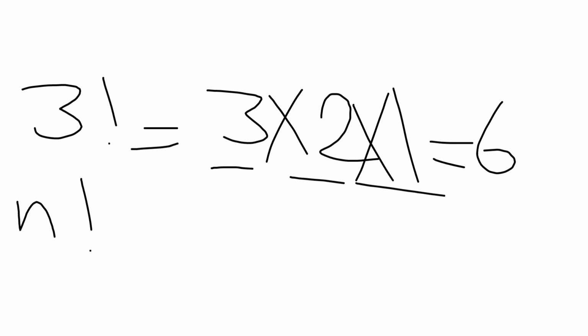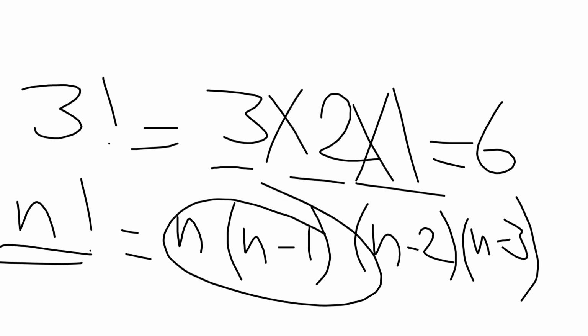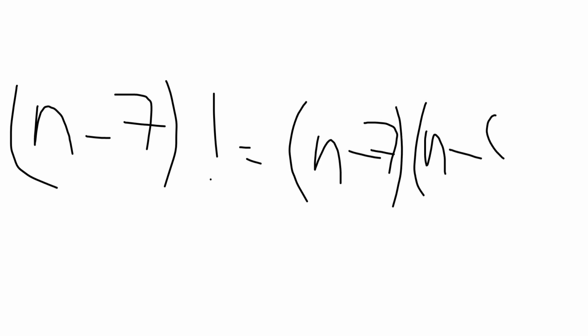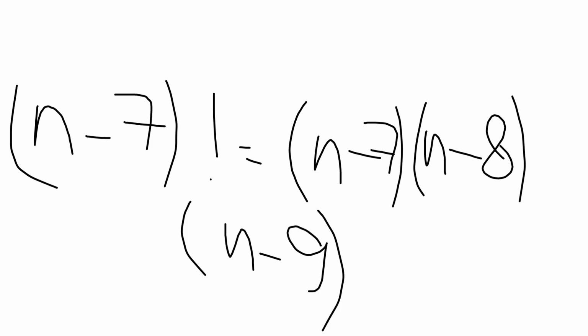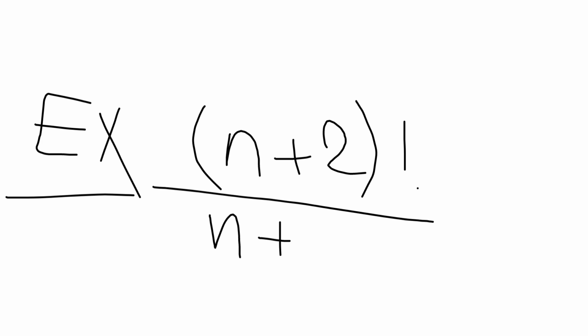n factorial equals n times n minus 1 times n minus 2 times n minus 3, and so on. Next, n minus 7 factorial equals n minus 7 times n minus 8 times n minus 9. For example, n plus 2 factorial over n plus 1 factorial.